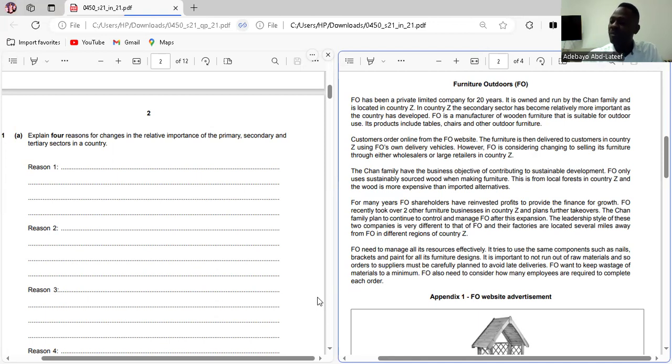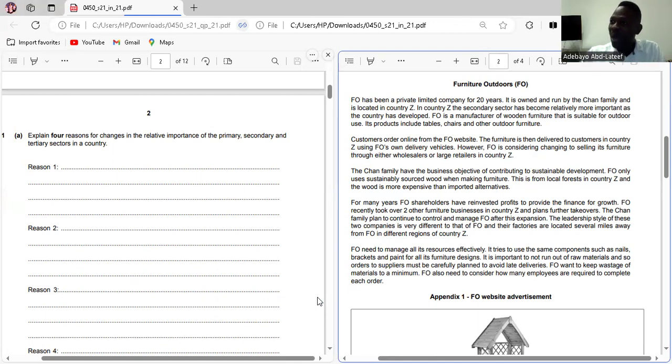So for the changes in the primary sector, I wrote the primary sector may increase in the event that there is new discovery of natural resources. So when there's discovery of natural resources, it increases the primary sector. But when resources are used up, it reduces the primary sector.